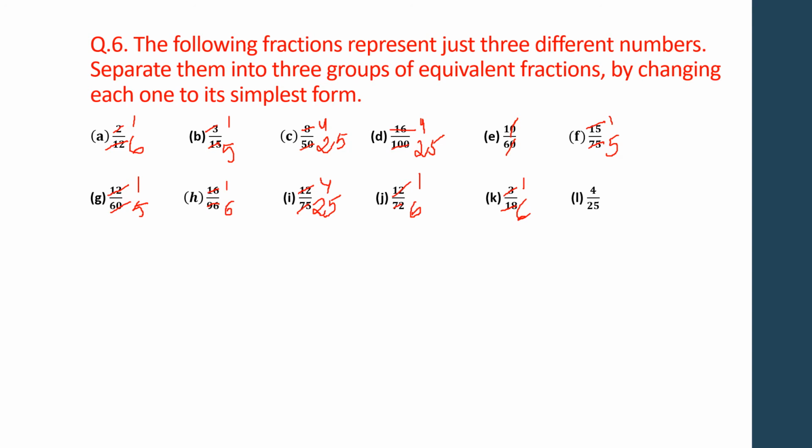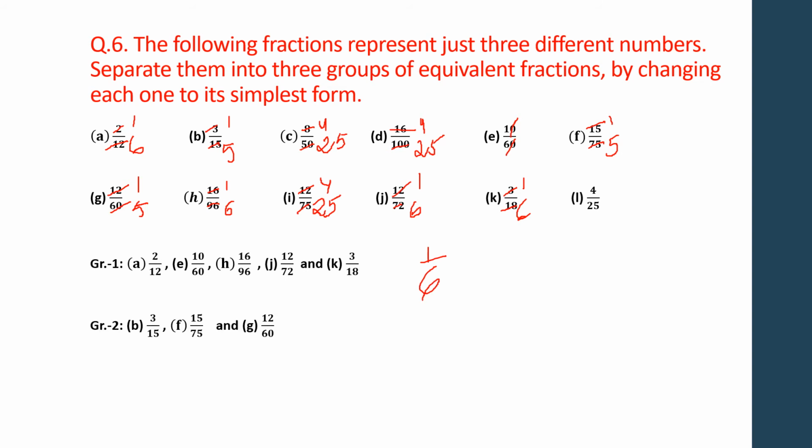Now let us group the fractions in different groups here. Group 1, which includes A, E, H, J, K, and the fraction is 1 by 6. Group 2, B, F and G, and here you have 1 by 5. Group 3, C, D, I, L, and the fraction is 4 by 25. How quickly you have done? Just check this.